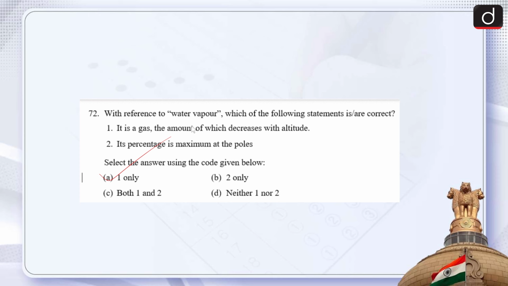Water vapor concentration varies with latitudinal position. They are greatest above the tropics, where they might be as high as 3%, and decrease towards the polar regions. Hence, statement 2 is not correct.